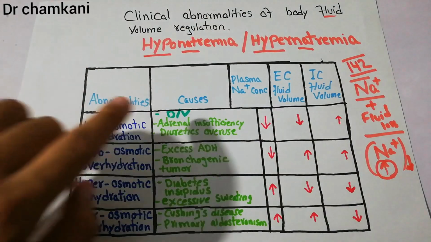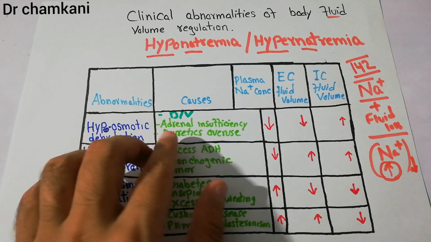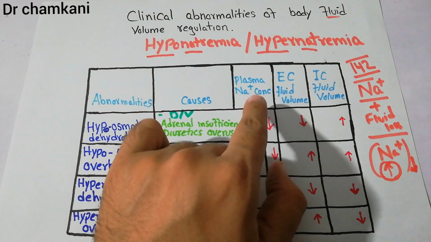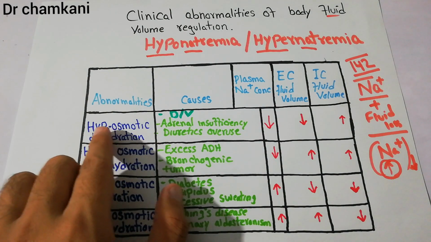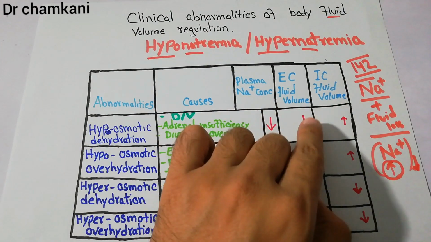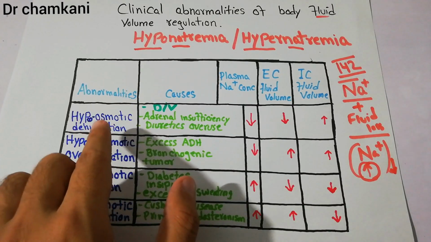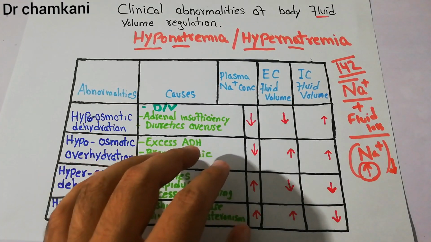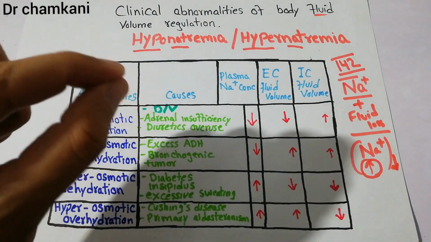All of these conditions, diarrhea, vomiting, adrenal insufficiency leading to decreased aldosterone formation, and diuretic overuse, lead to direct loss of sodium and direct loss of osmoles. So they all cause hypo-osmolarity, and there is direct loss of fluid, so they cause dehydration. All of them are causing hypo-osmotic dehydration. Then there is another cause of hyponatremia, in which the amount of sodium decreases.